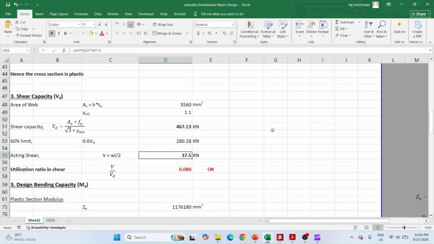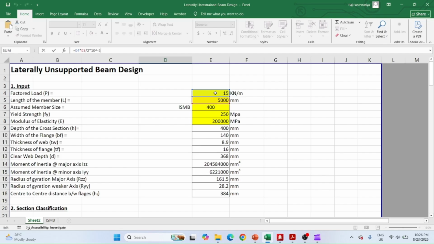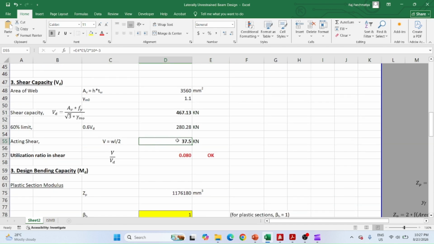As you know, for a simply supported beam, what is the shear? The maximum shear acting at the support is WL by 2. Based on that, W, that is the UDL, which is 15, multiplied by L, that is 5000 mm, divided by 2, and multiplied by 10 to the power minus 3 to convert from Newton to kilonewton. So we'll get the value of V as 37.5 kilonewton.